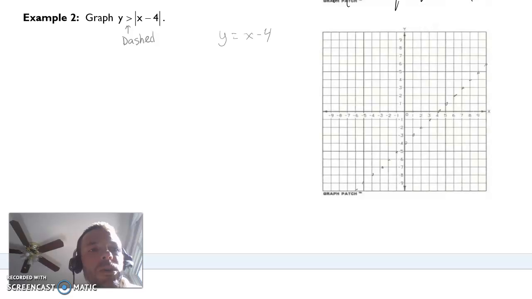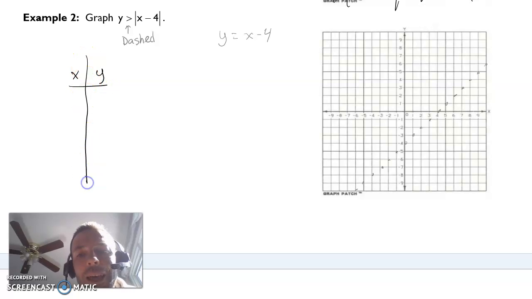Okay. So if I start coming up with a table of values, an xy table, I like to start here on my y equals 0. That is an x value of 4. And I'll actually put that in the middle.